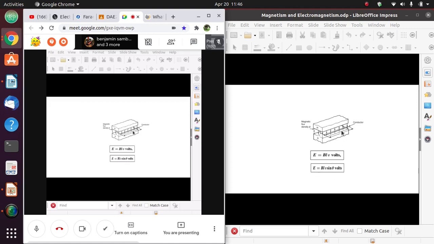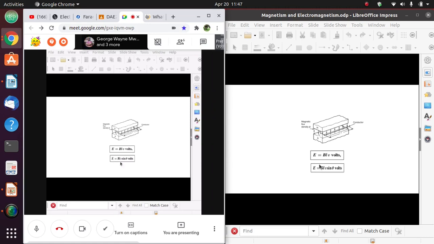Now, if that conductor is cutting the lines, the flux, the magnetic field at an angle. Say it is cutting the lines, and the angle between the magnetic line and the conductor is 90. Can you be able to see? The conductor in this case is cutting the lines of flux at an angle of 90.